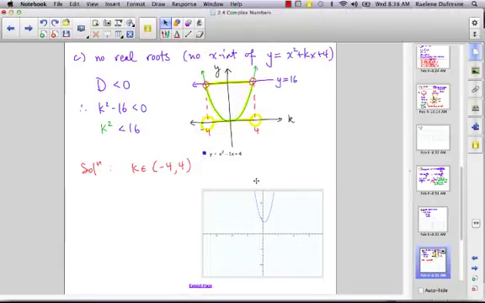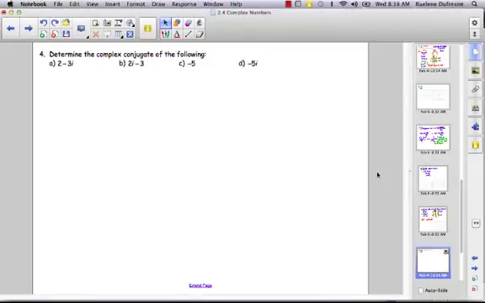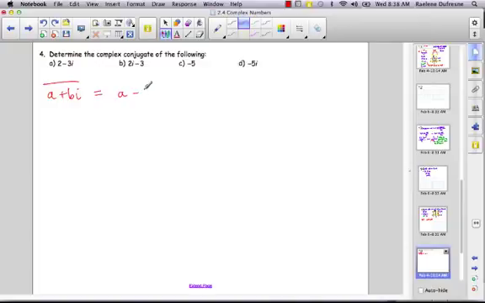Okay, let's move on to the next question. Determine the complex conjugate of the following. The complex conjugate is often written for a plus bi as a plus bi with a bar over top. And this means a minus bi. A lot of people mistakenly think that for the complex conjugate, you just change the middle sign. But that's not true. You change the sign of the imaginary term.